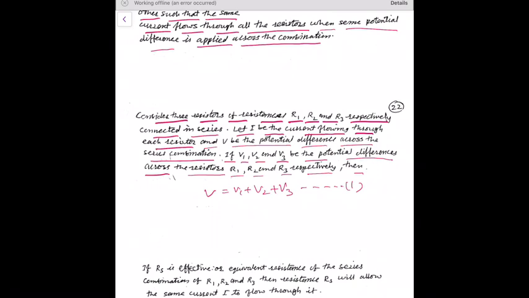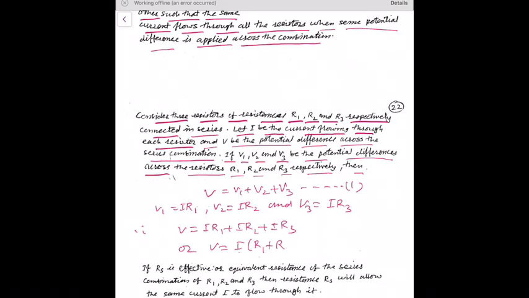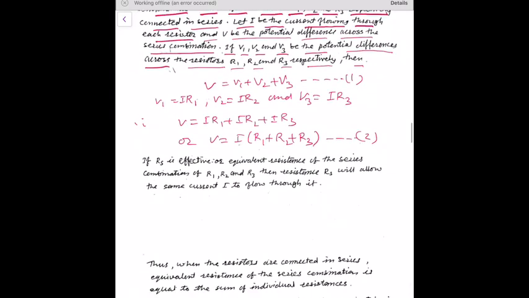According to Ohm's law, V1 equals IR1, V2 equals IR2 and V3 equals IR3. Therefore, equation 1 becomes V equals IR1 plus IR2 plus IR3, or V equals I times R1 plus R2 plus R3. It is equation second.